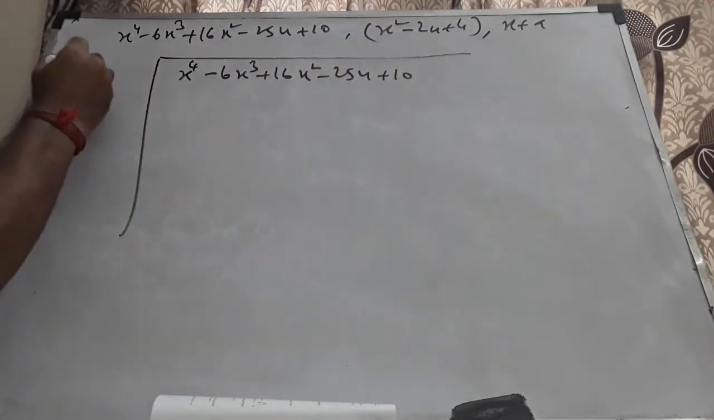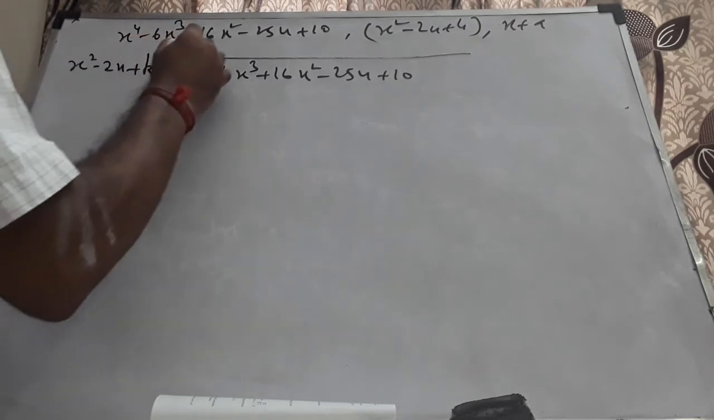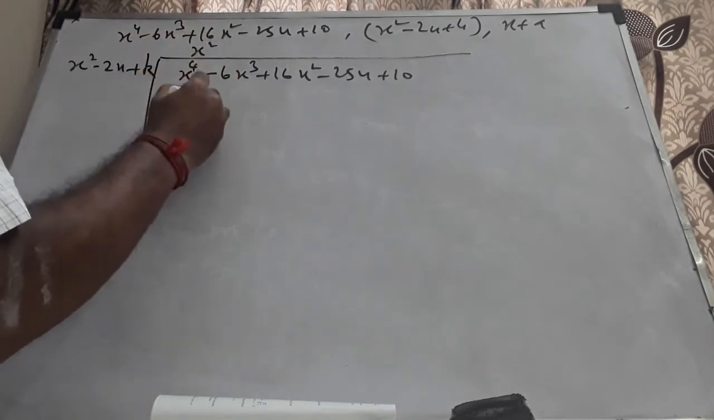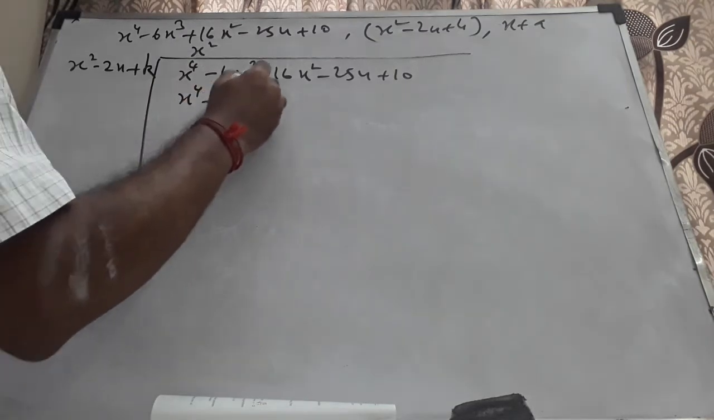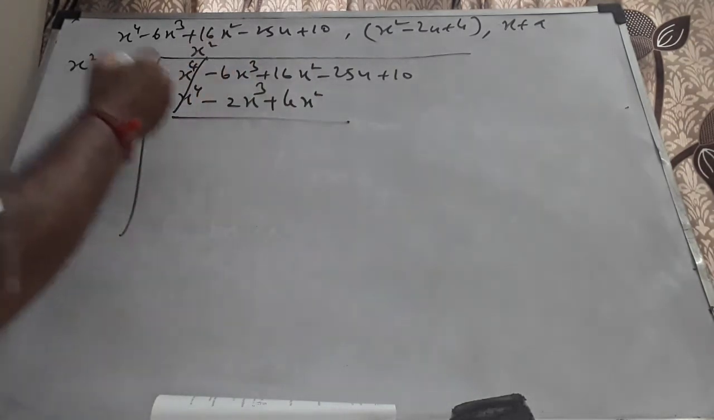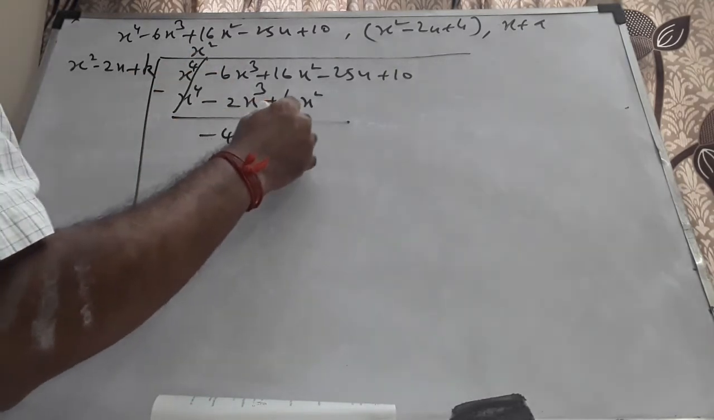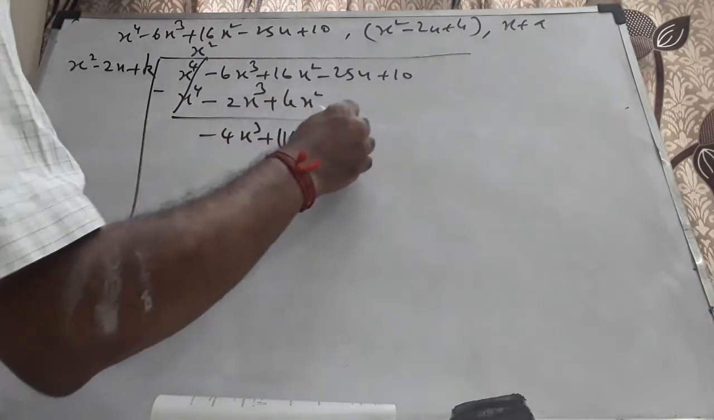Let me do long division. X square minus 2x plus k. X power 4 by x square is x square. Here, as before, x power 4 minus 2x cube plus kx square. While subtracting, this will go off. This will become minus 4x cube plus 16 minus k into x square.